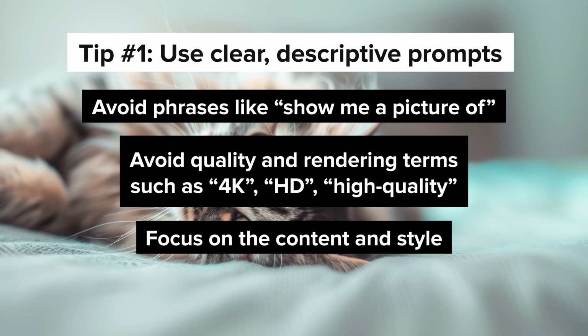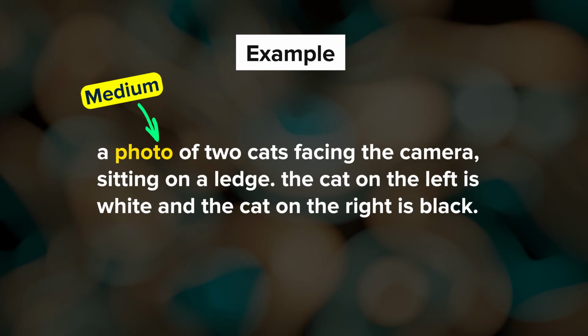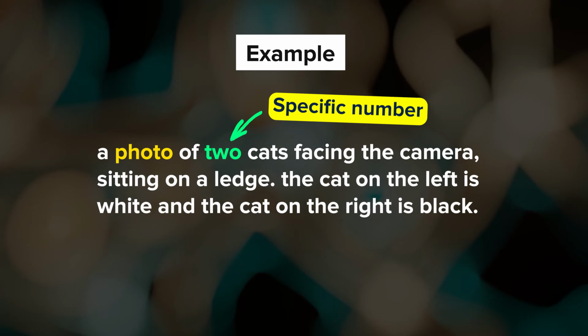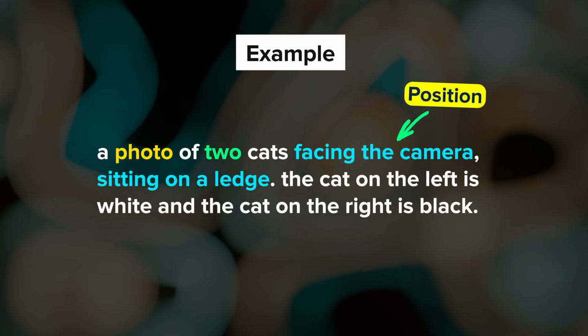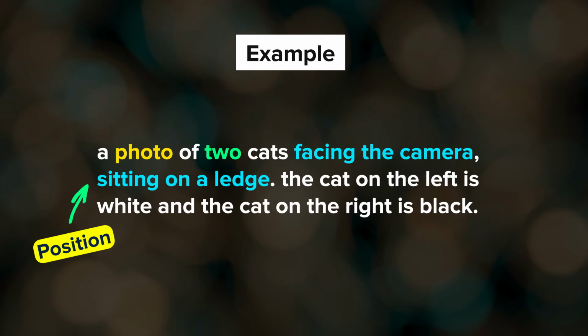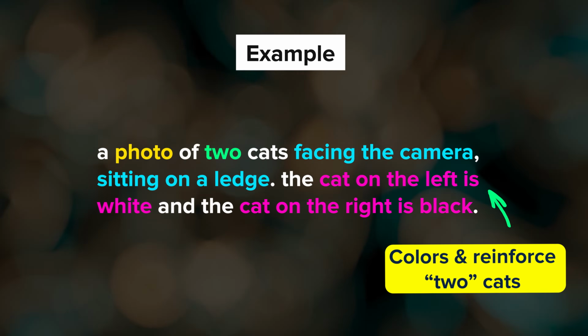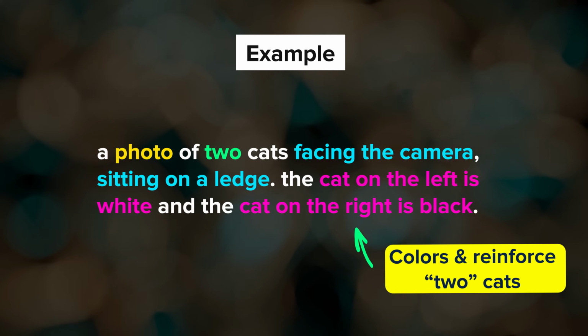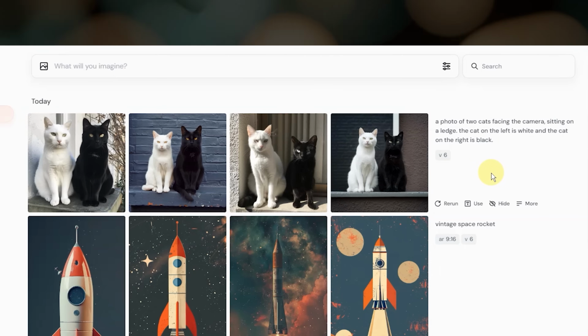Focus on the content and style of the image that you want. Let's take this prompt for example. Photo describes the medium that I want. Here I'm telling Midjourney how many cats, their position, so facing the camera, sitting on a ledge, and I go further to specify that the one on the left is white and the one on the right is black. So very specific about what I want. And here are the results, which are exactly what I asked for.